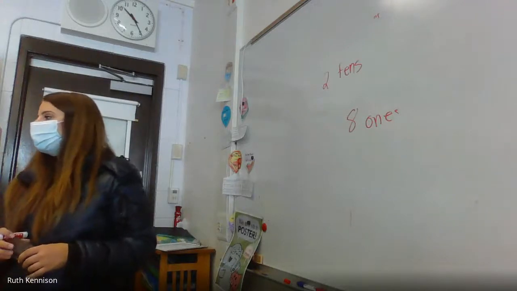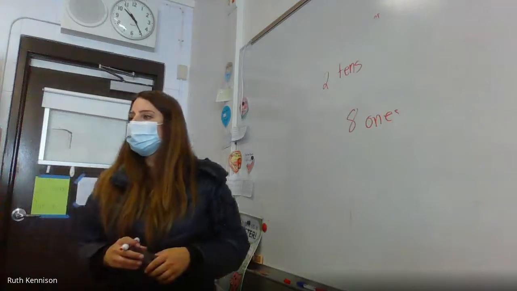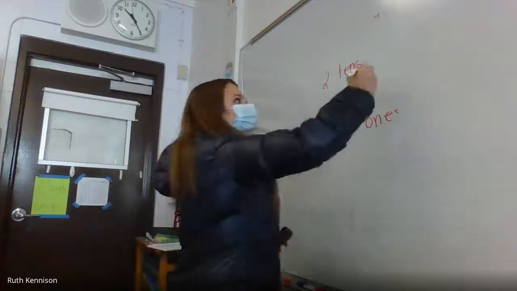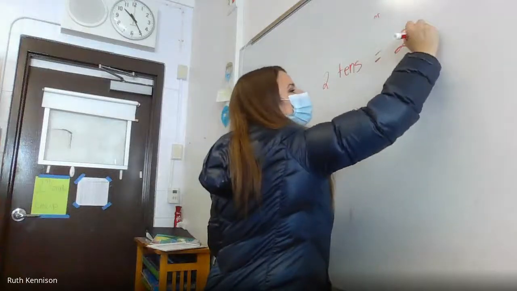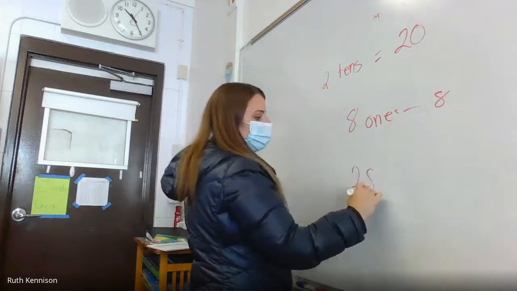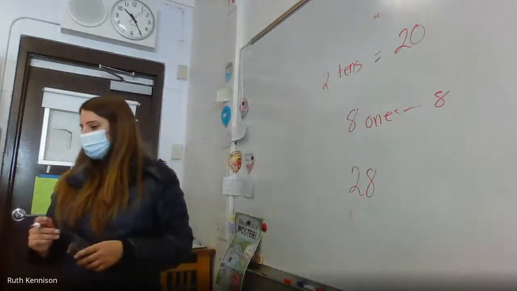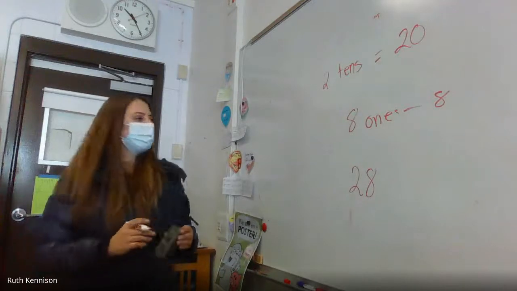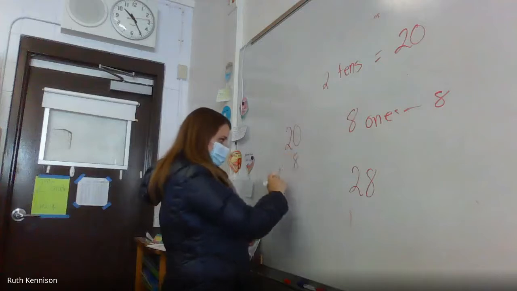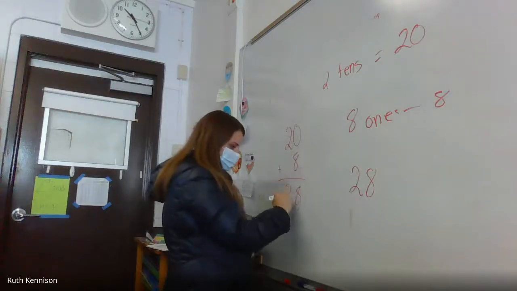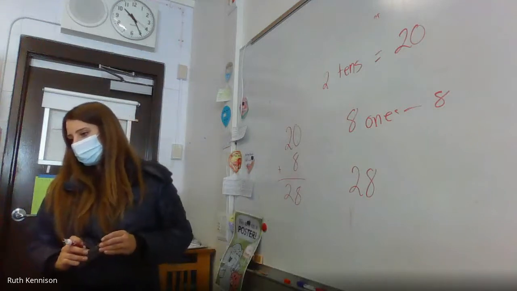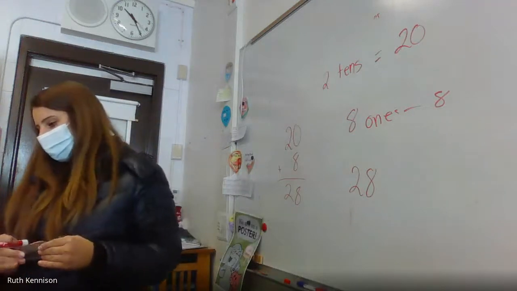Okay? 2 10s is worth more because it's 2 groups of 10. 10, 20. So that would be 20, and 8 1s is just worth 8. Together we have 28. Right? Because we'd say 20 plus 8, 0 plus 0, 8. Bring my 2 down, 28. Okay. Let's see.